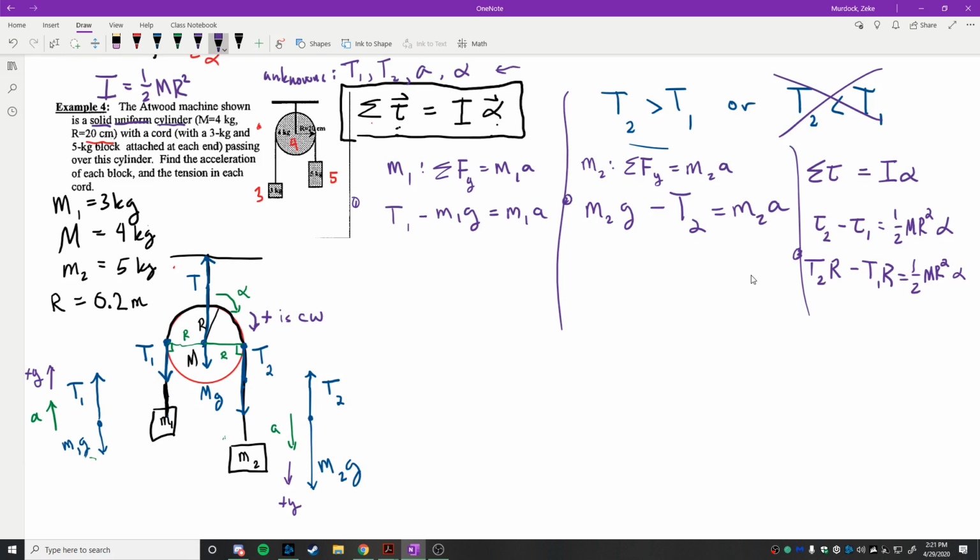Tension 1 and tension 2, there's no way you could know how they'd be related, right? Until you do some kind of calculation. But what about the other 2? What about A and alpha? Are those related in any way? A is the linear acceleration, for example, of the mass. Alpha is the rotational acceleration of the cylinder. Could those be related in some way?